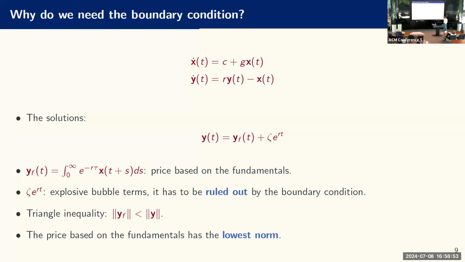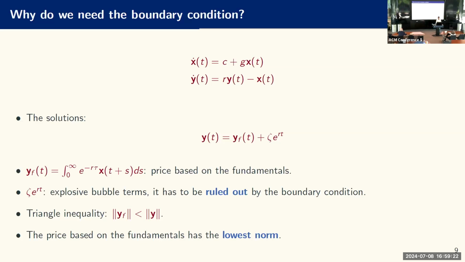So we have to rule it out. And then if you do a simple triangle inequality, instead of the additive structure and positivity of the solutions, pick any norm. You see that the price based on fundamentals has the smallest norm. So you would expect that if I go to large machine learning models, without specifying each of the boundary conditions, it will pick the fundamentals price automatically. It rules out all of them.